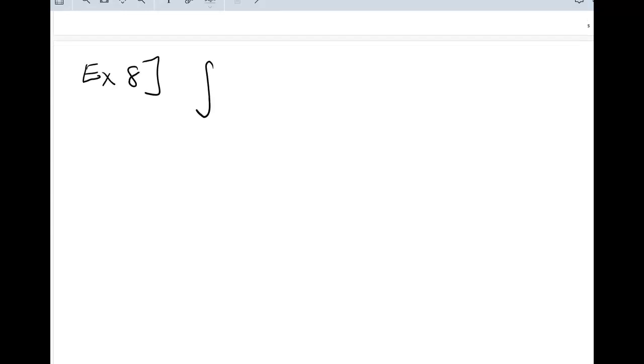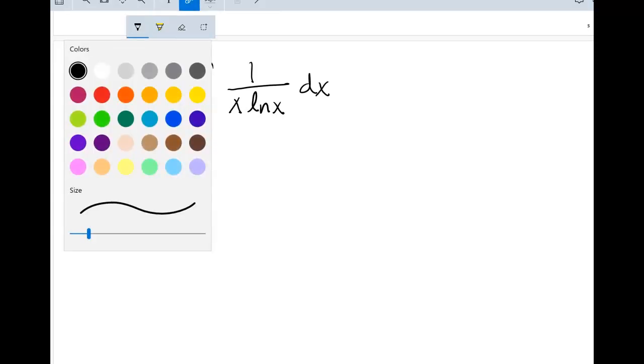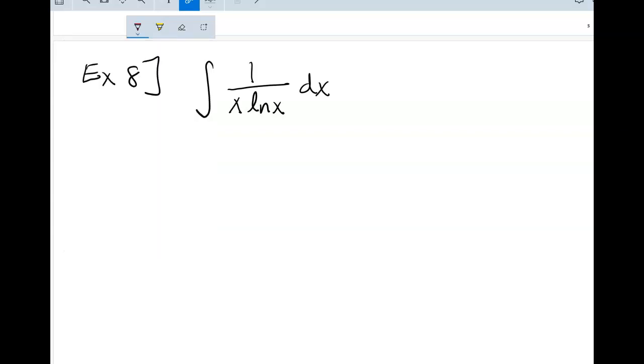Now let's try another one that's sort of similar. In this example 8, we have the antiderivative of 1 over x times ln x with respect to x. Again, this is another one where we might want to separate things out. So rewriting, this is 1 over ln x times 1 over x dx.